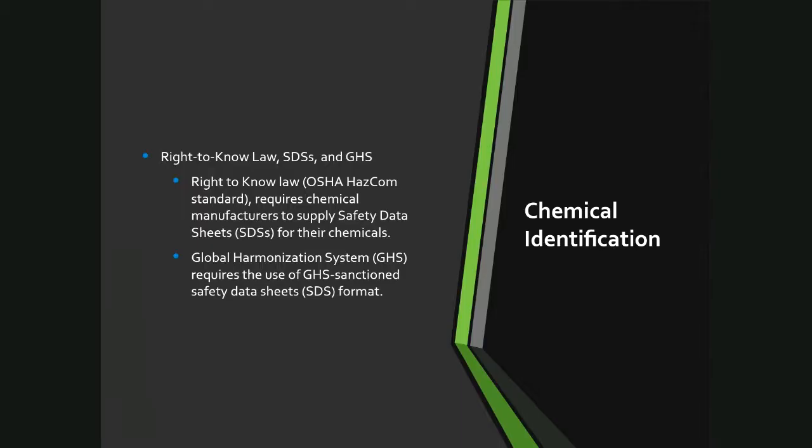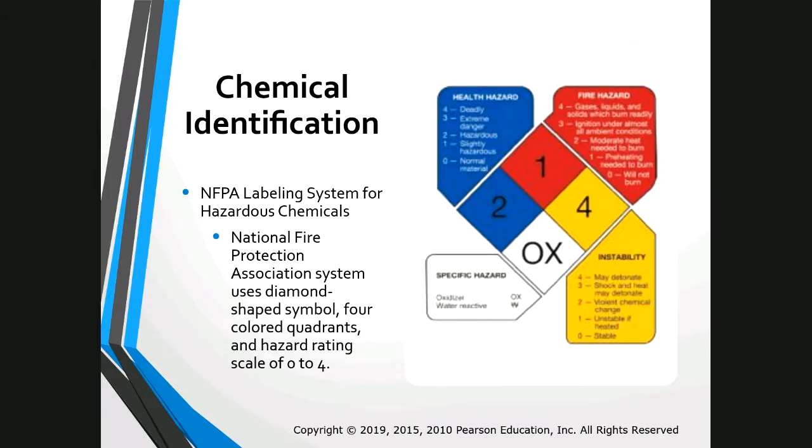Chemical identification. The right to know law requires chemical manufacturers to supply what's called a safety data sheet for their chemicals, which tells us both the chemical makeup, any health, fire, potential hazards as well. The GHS Global Harmonization System requires the use of the SDS format. So in our lab, every chemical is going to have a sheet that we can reference.